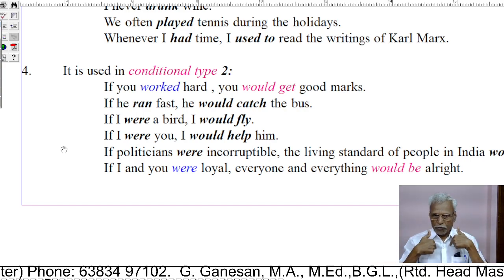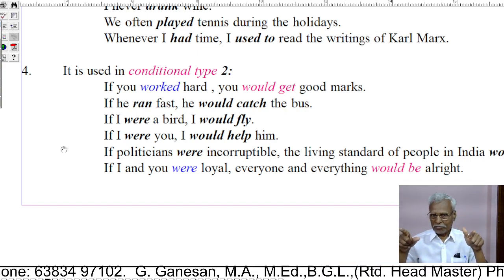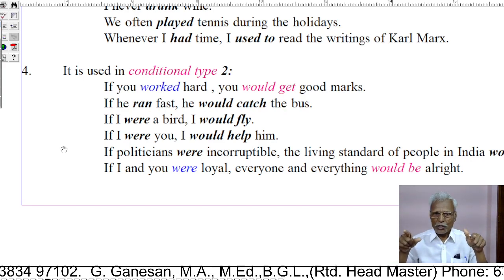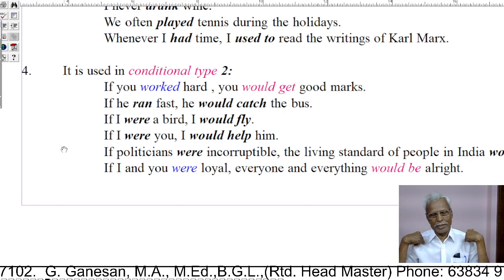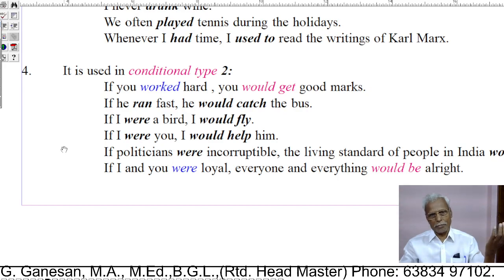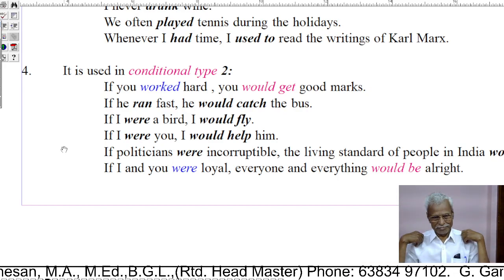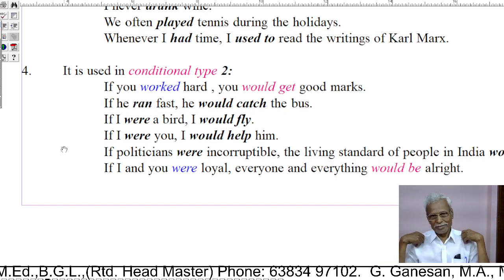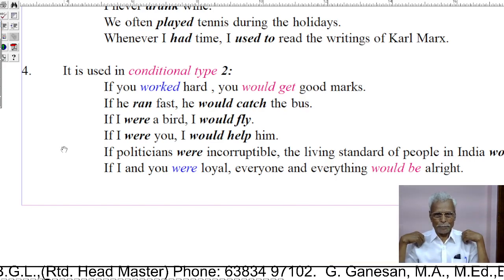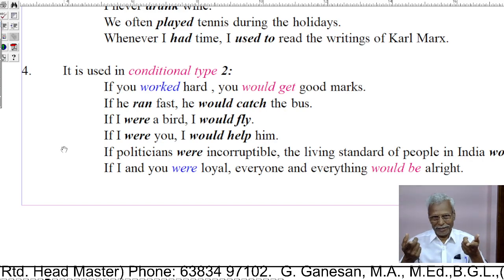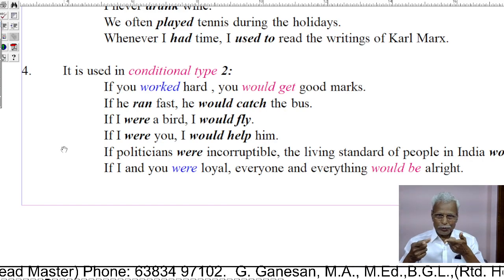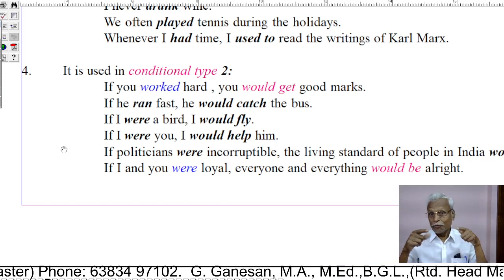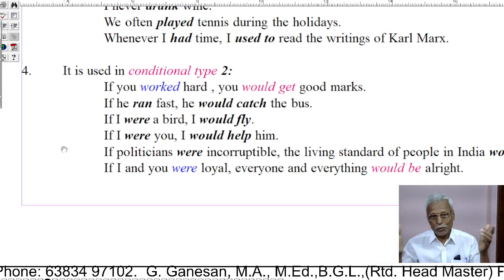Here, if I were a bird, I would fly. What does it mean? I am not a bird, so I can't fly. If I were you, I would help him. Improbability. I cannot become you, and you cannot become me. If I were you, I would help.